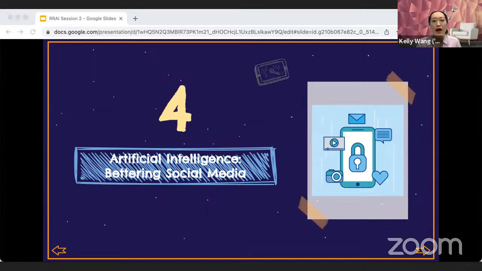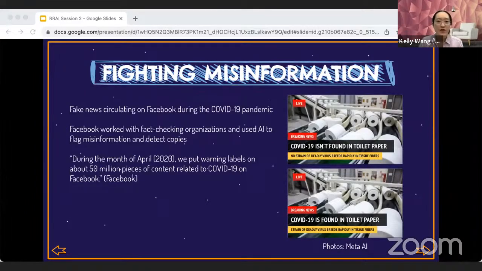Lastly, I want to talk about how the increase of artificial intelligence or AI is bettering social media. So first, it's helping to fight misinformation. Facebook has been using AI since COVID to remove false information about the coronavirus. And this includes fake news articles that are photoshopped, such as the images right there. One of them is fake, one of them is real. And the difference is "isn't" is changed to "is".